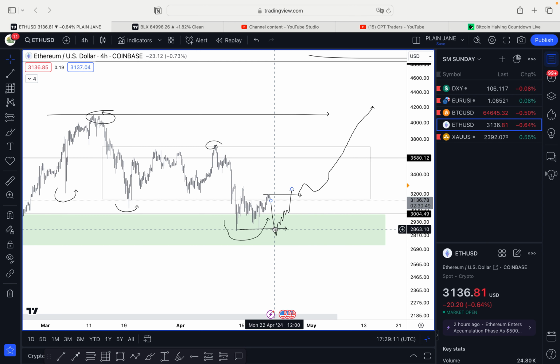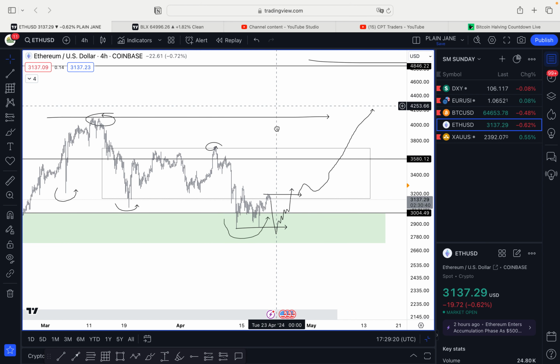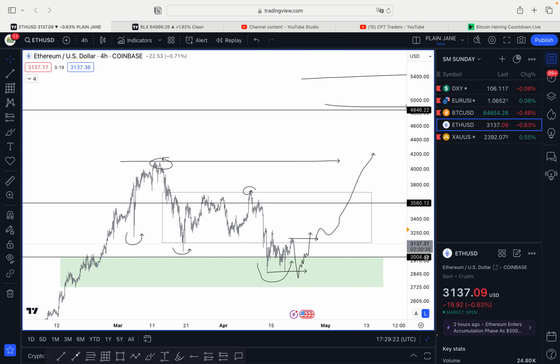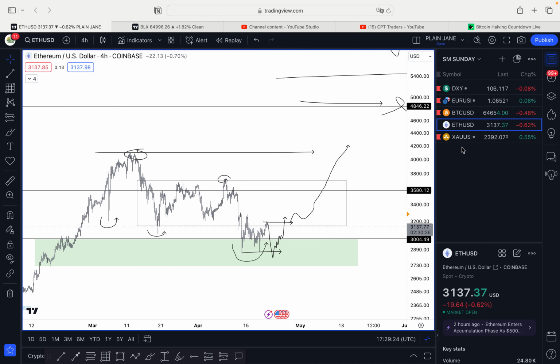I'd prefer if the lows get wicked out and scare more people, then I'll be looking for longs, scaling into longs, and upon a reclaim, I'll aggressively start taking longs on Ethereum, right? Very, very simple, but that's the game plan for Ethereum. Let's move over to gold.